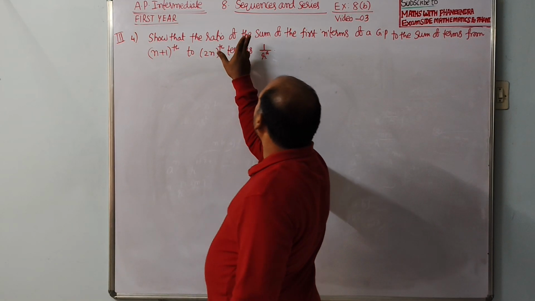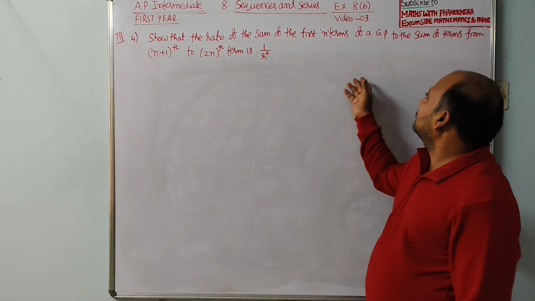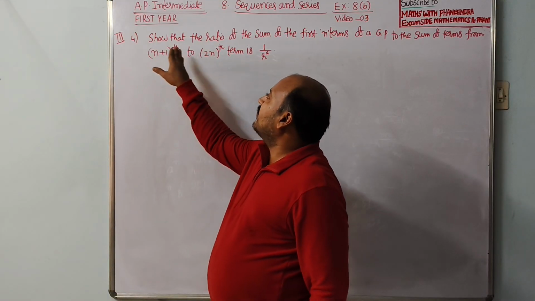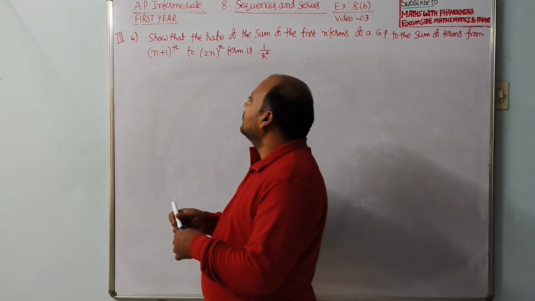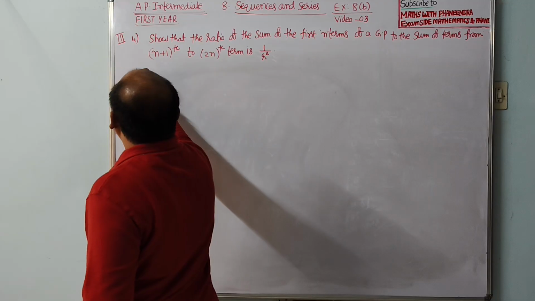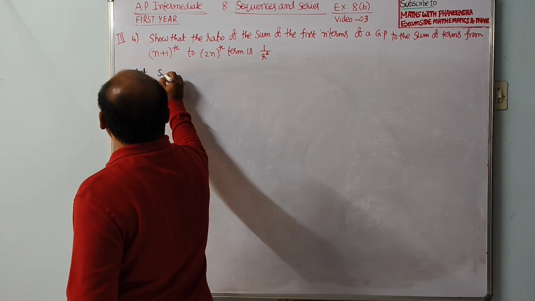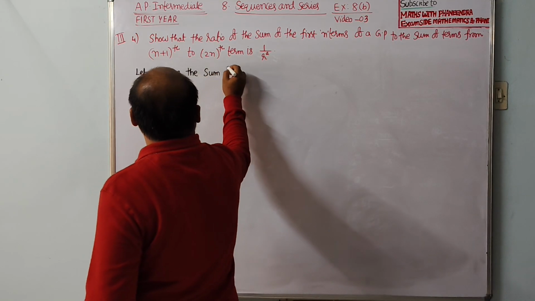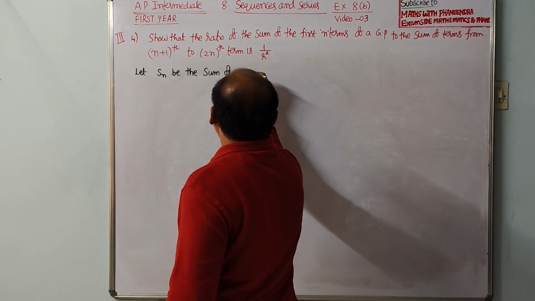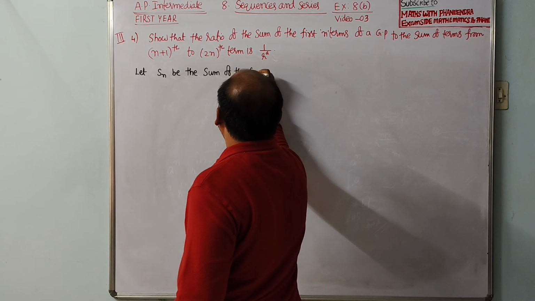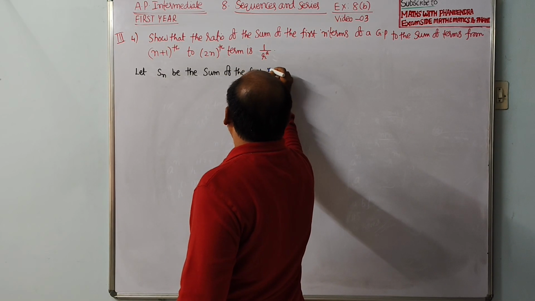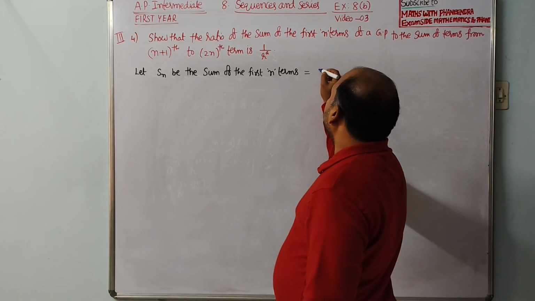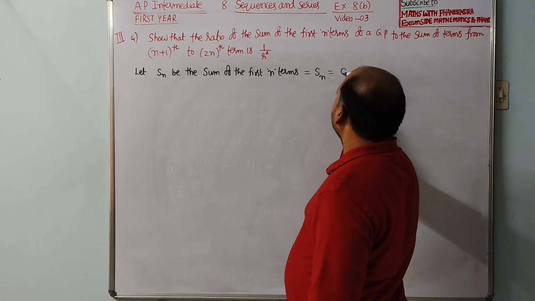Show that the ratio of the sum of the first n terms of a GP to the sum of the terms from n plus 1 to 2n terms. See, first, let Sn be the sum of the first n terms. That is equal to Sn equal to, formula we know that, no?